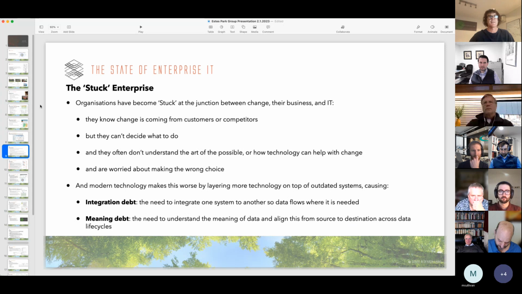In the last 4 or 5 years in my practice as an architect, what I've discovered is what I call the stuck enterprise. Organizations have become stuck at the intersection between where their business needs to move and where their technology will let them move. They know they need to move, but they can't get over the hump to make the strategic changes they need to, in large part because their technology holds them back. They know change is coming but can't decide what to do, or they have a sense of what to do but can't marshal their resources to make that change.